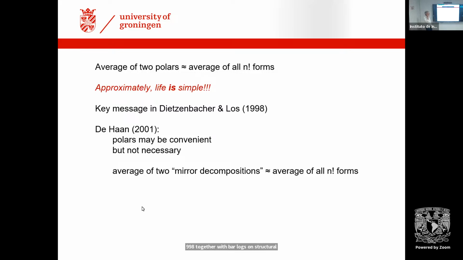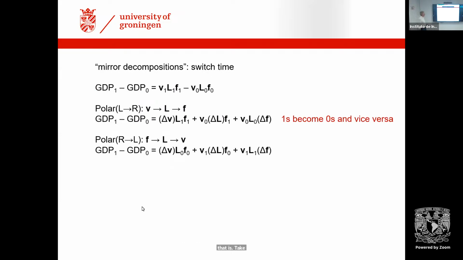Then in 2001, Dietzenbacher published a comment or a follow-up, and he said, well, you don't need to look at the two polars. Actually, any two mirror decompositions give you an approximation of the average of both. So pick any decomposition, take its mirror decomposition. I will tell you what that is in a minute. Take the average and you find approximately the same.